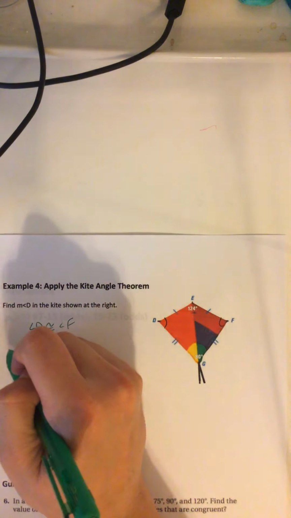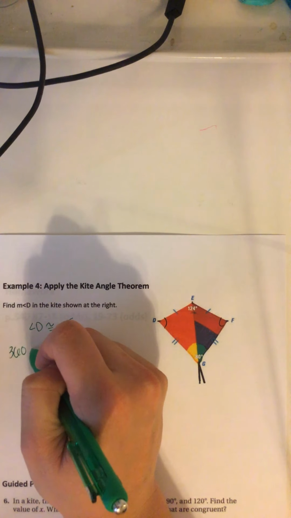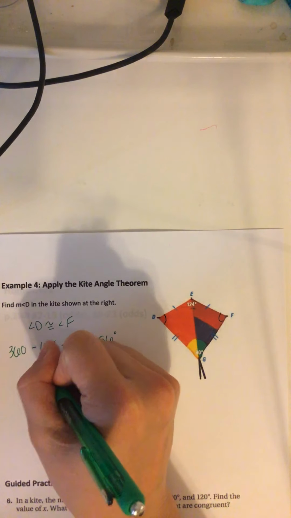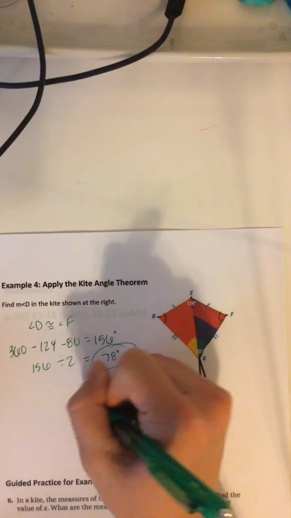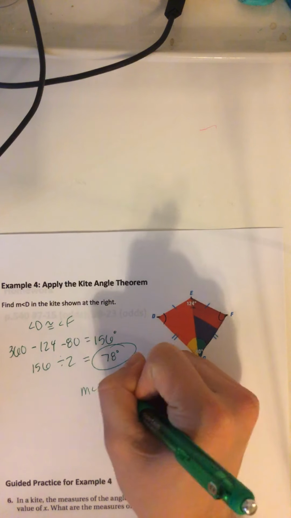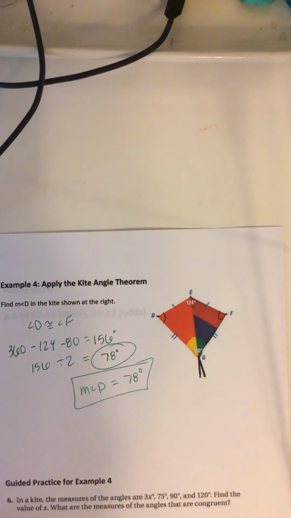So then to figure out what those are going to be, I know that all 4 added together are going to equal 360. So I can do 360 minus 124 minus 80 to get 156 degrees left over. And if these are congruent, I can take that 156 and divide it by 2 to get that each angle is going to be 78, meaning the measure of angle D is 78 degrees.